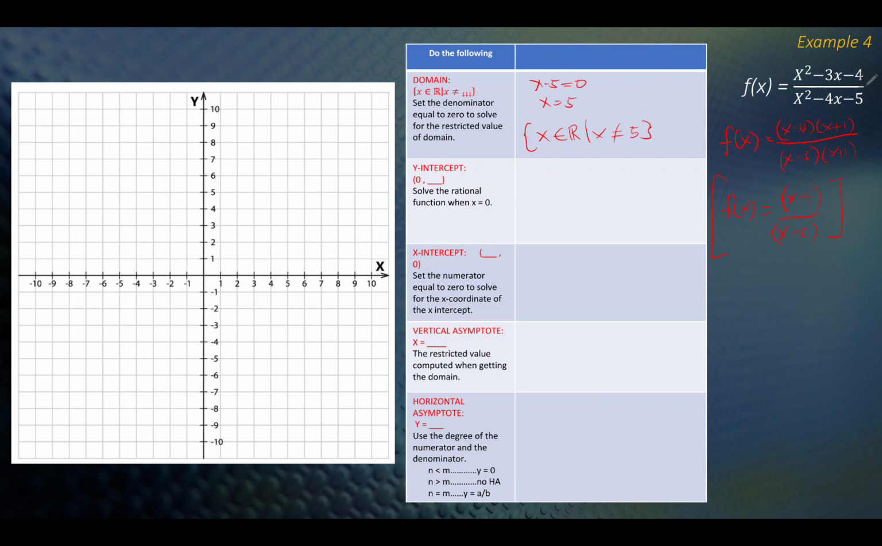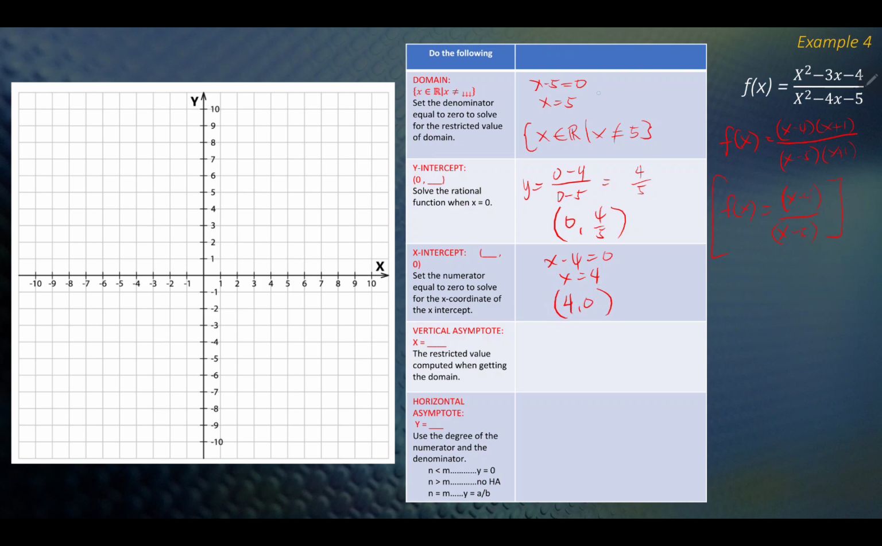For the y-intercept, we just let x equal to 0. So y is equal to 0 minus 4 over 0 minus 5, which is equal to positive 4 over 5. So our y-intercept is 0, 4 over 5. For the x-intercept, we just use the numerator equal to 0, x equals 4. So we have 4, 0 for the x-intercept.